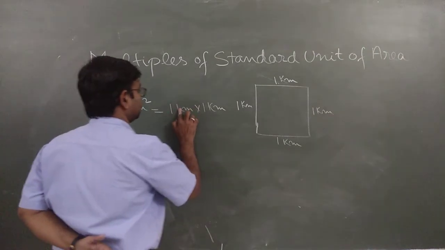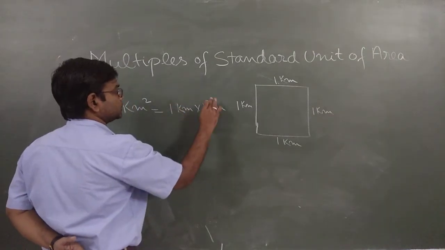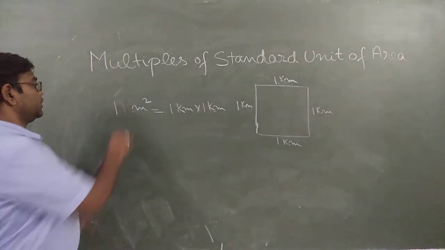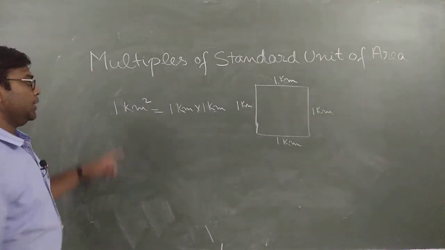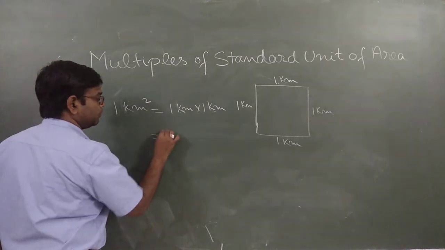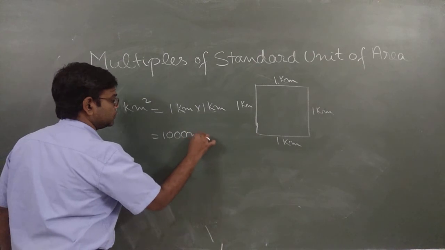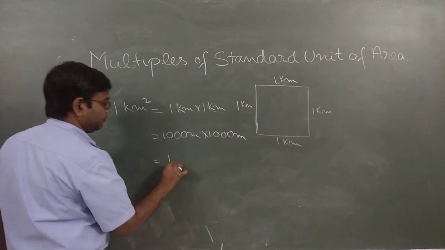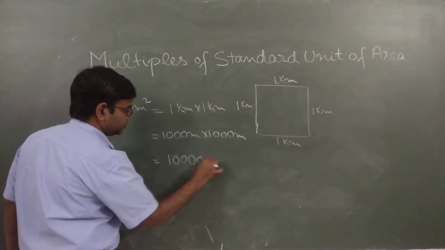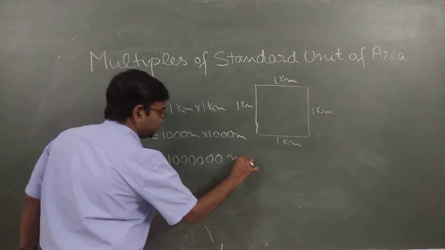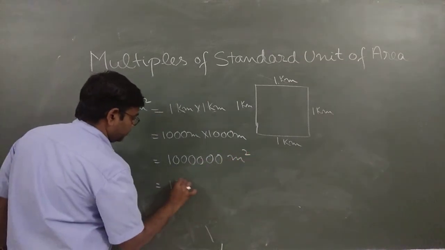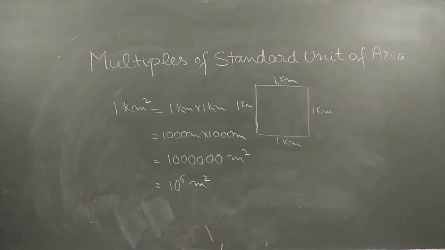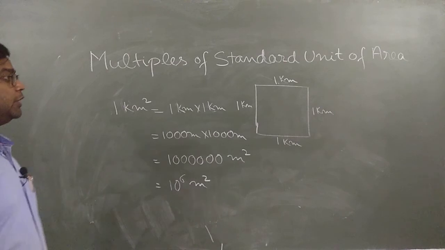All these k's are small k. No need to read capital K's. So it's 1 kilometer square. And we know that in 1 kilometer we have 1000 meter, so 1000 meter into 1000 meter. When you multiply, we have 1 and after 1 we have 6 zeros, meter square, or in exponent form 10 to the power 6 meter square. So these are the multiples of standard unit of area.